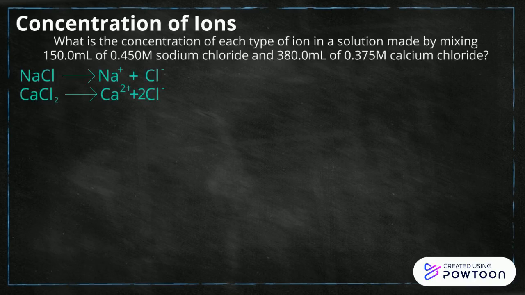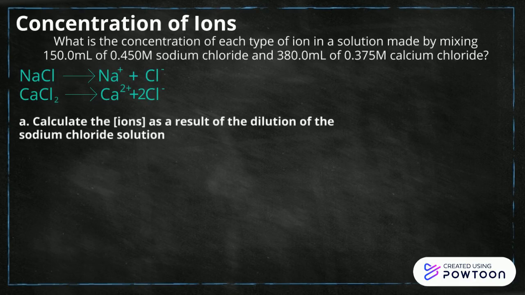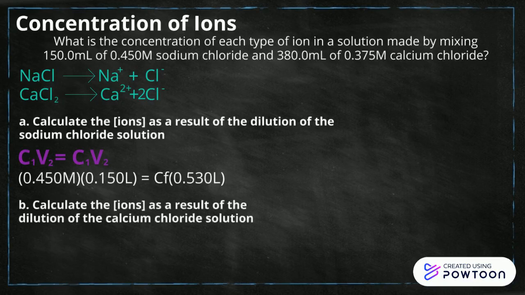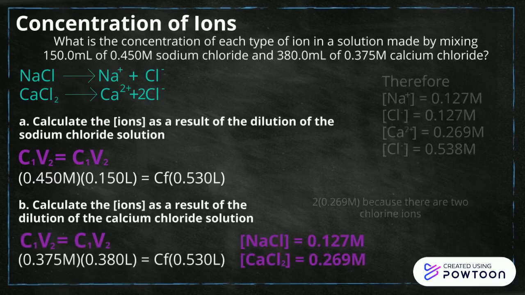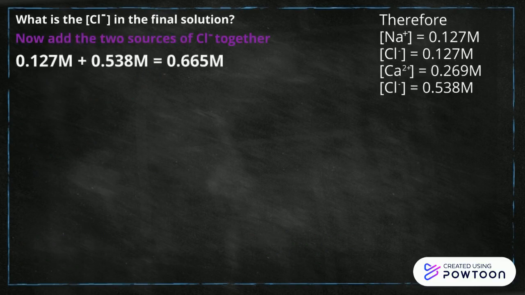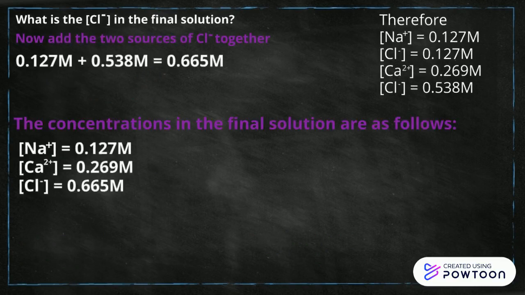So first, calculate the concentration of ions as a result of the dilution of the sodium chloride solution. Now calculate the concentration of ions as a result of the dilution of the calcium chloride solution. Now finally, just calculate the concentration of the chlorine ions in the final solution. The concentrations in the final solutions are as follows.